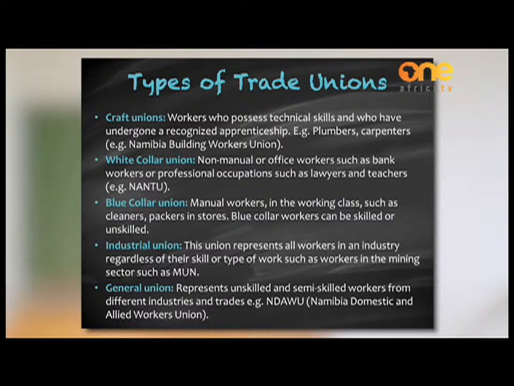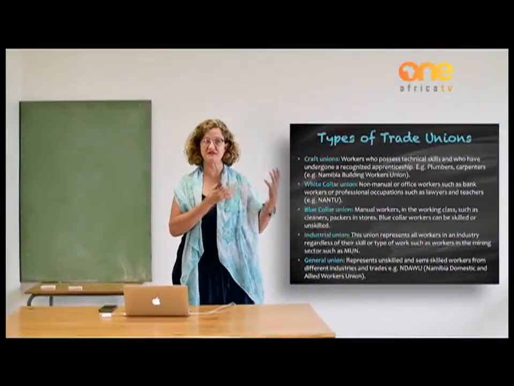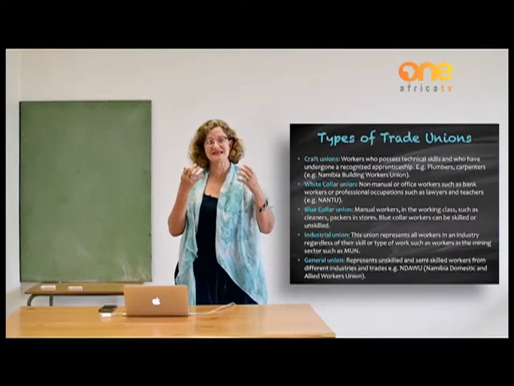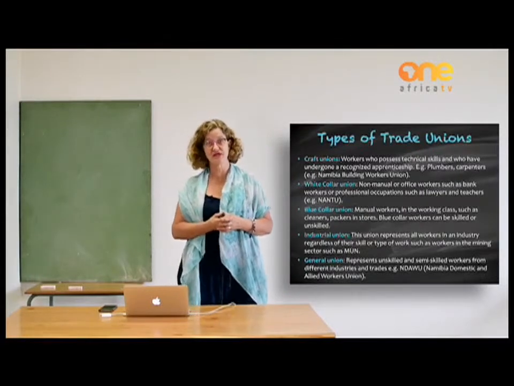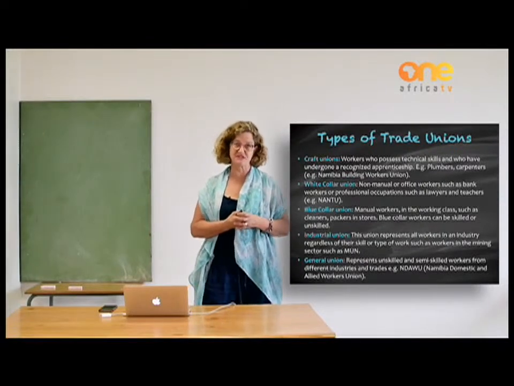And then you have a general union. Now, a general union is mostly unskilled and semi-skilled workers that belong to a general union, and they are from different industries. So that is important. You can see on the PowerPoint that I've put an example next to each of these types of unions. These are examples of Namibian trade unions that can fit into each of these types of unions.